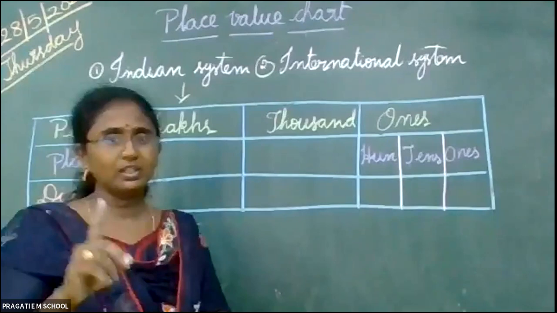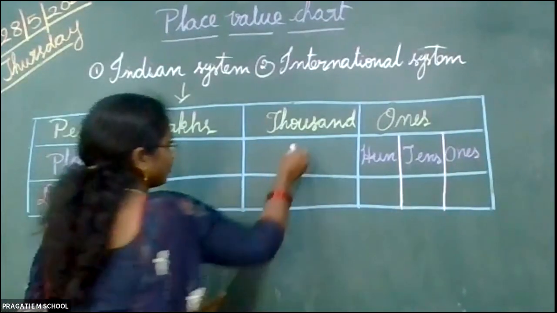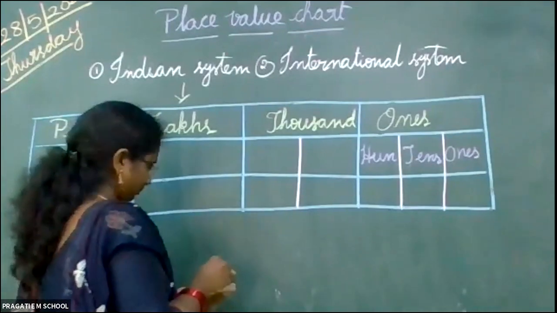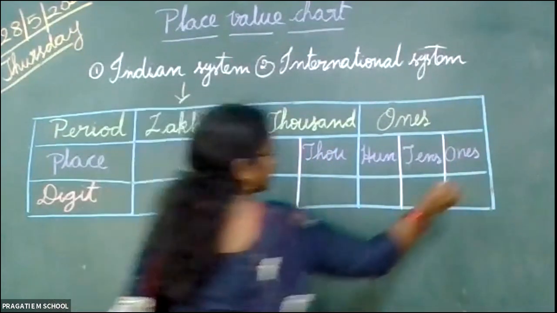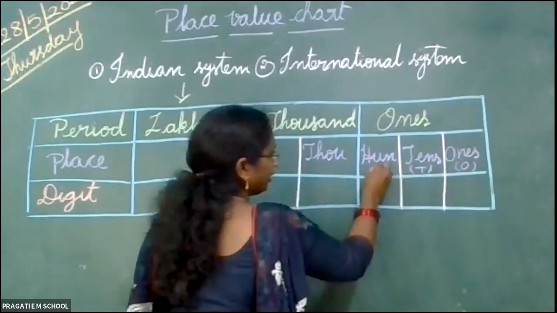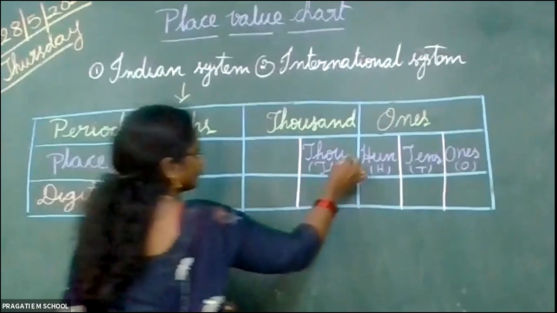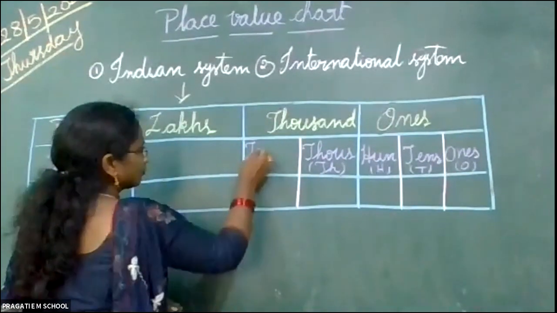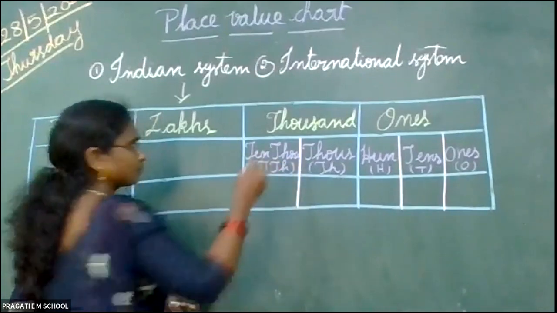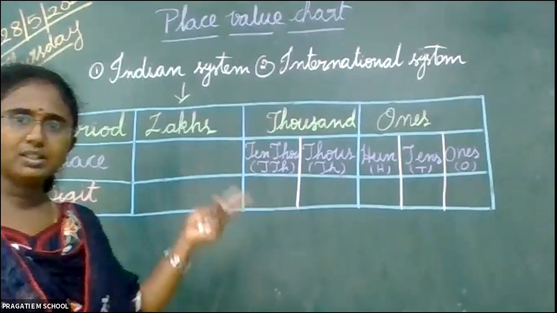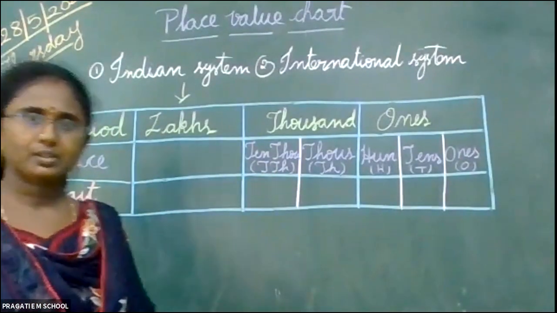Thousands has two places. What are they? Thousand and 10,000. Thousand, shortcut T H. And 10,000, T T H. So the thousands period has two places, thousand and 10,000. Okay, children.